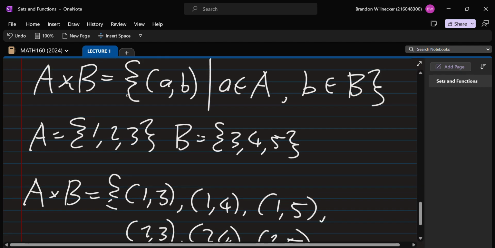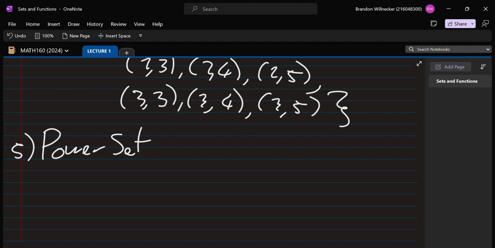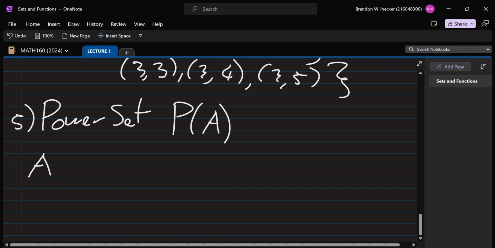And then the final thing, number 5, this is the power set. Has anybody heard of the power set before? Okay, that's fine. So we have the power set, denoted by capital P for power, and then we give some set A. We read this as the power set of the set A. If I provide you a set A, you can give me the power set of A. So how do we come up with this power set?